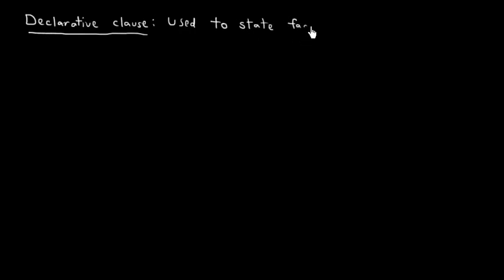Okay, in this video I'm going to talk about the declarative clause and its syntax. The declarative clause is used to state facts. Okay, it's used to provide factual information. Now whether or not they're true or not, that's something else that has to be determined, but we still call them factual information.